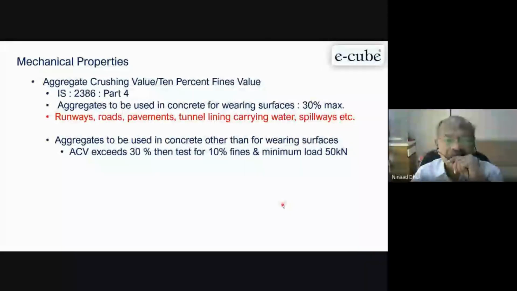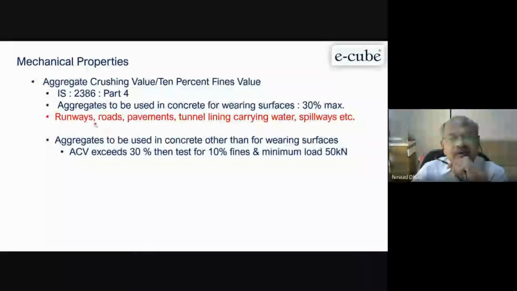There are two limits given in the IS code. These limits are given in IS 383, and the method of test is given in IS 2386 part 4. All the mechanical properties are given in part 4, out of the parts 1 to 8 I mentioned.